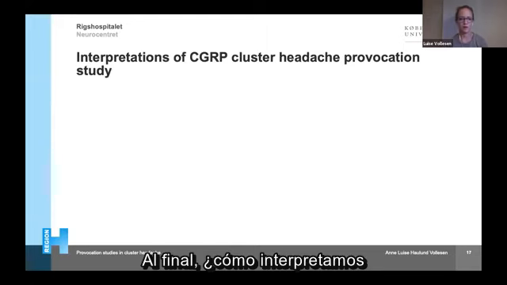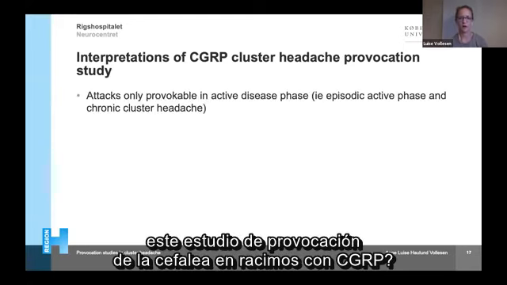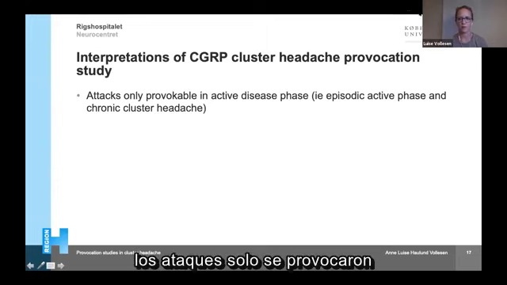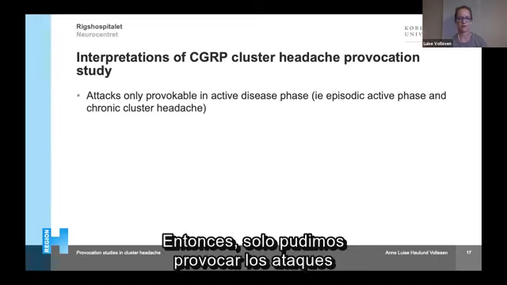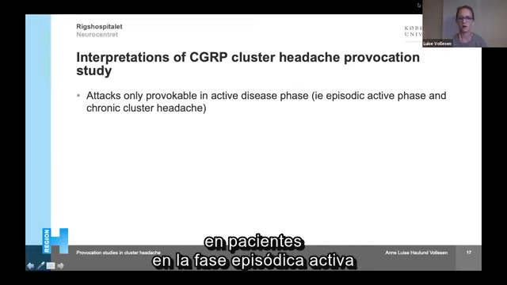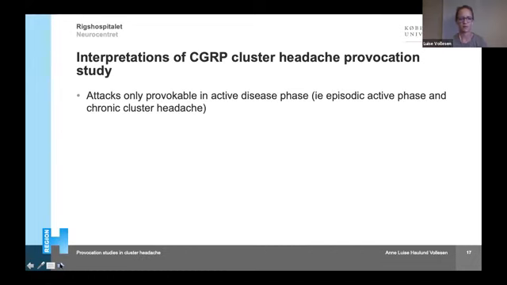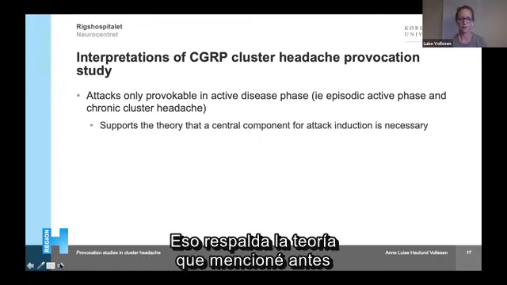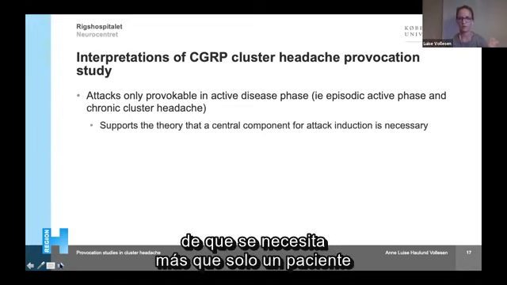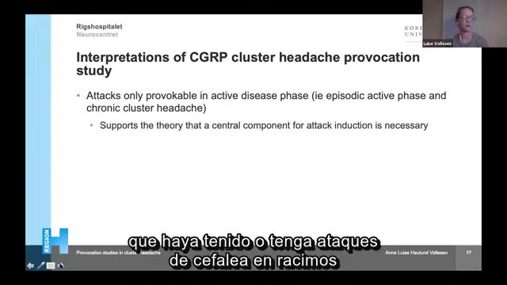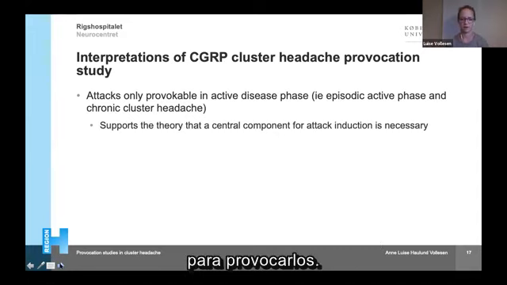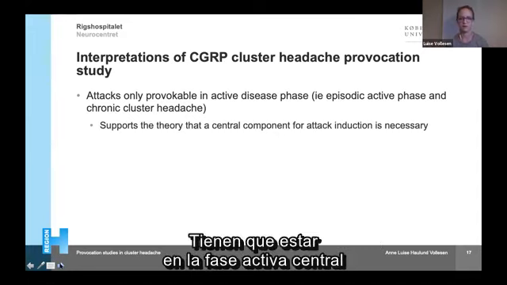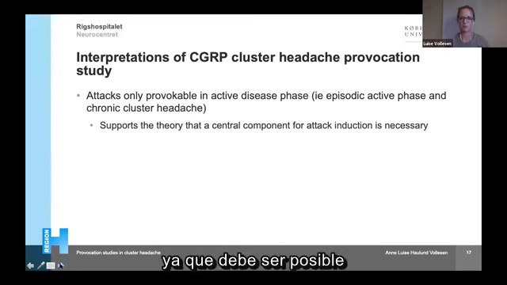So all in all, how do we interpret this CGRP cluster headache provocation study? Well, first of all, the attacks were only provocable in active disease phase, so only in the episodic active phase patients and the chronic cluster headache patients were we able to induce the attacks. And this supports the theory I was talking about earlier, that you need more than just a patient who has had or is having cluster headache attacks to provoke them. They need to be in this central on state that we referred to as a central on switch that needs to be on for them to be provocable.